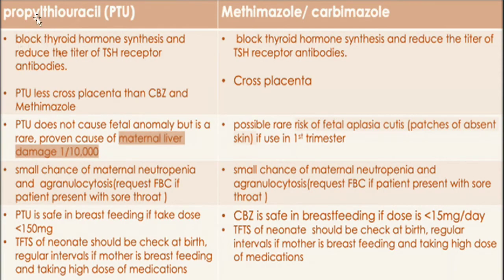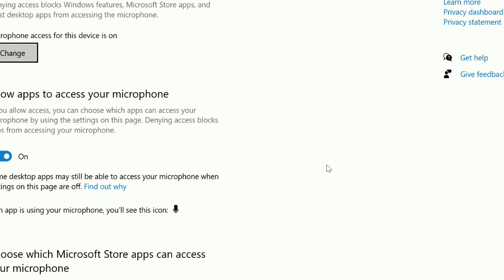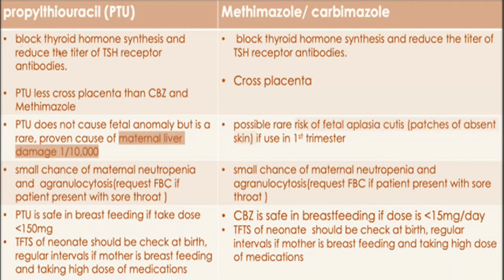Okay, propylthiouracil blocks thyroid hormone synthesis and reduces the titer of TSH receptor antibodies, whereas methimazole also blocks thyroid hormone synthesis and reduces the titer of TSH receptor antibodies. PTU crosses the placenta less than carbimazole and methimazole, whereas methimazole and carbimazole cross the placenta. Third point is that PTU does not cause fetal anomaly but is a proven cause of maternal liver damage. It rarely causes fetal anomaly, but the risk of maternal liver damage is 1 in 10,000.